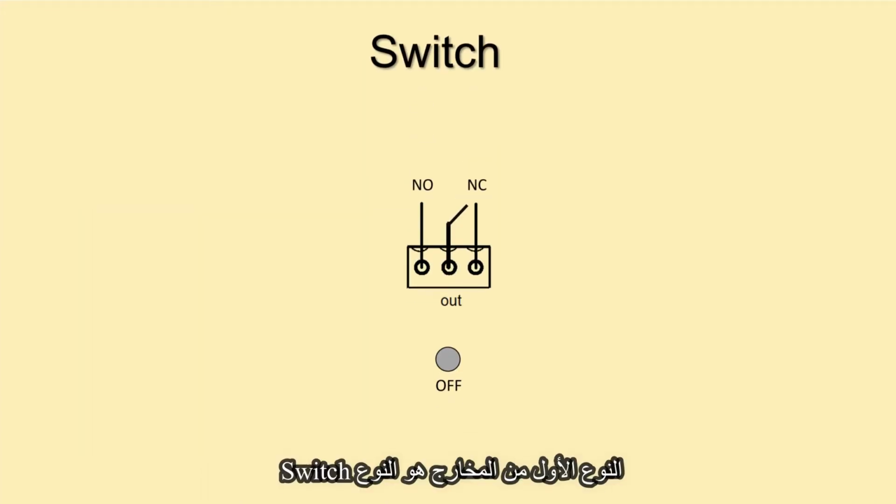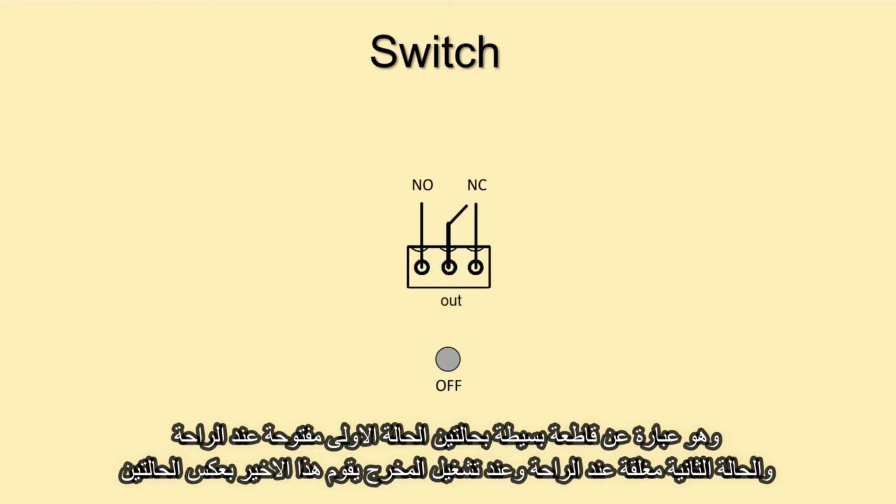The first type of outputs is the type switch, which is a simple contact with two states, one normally open and the other normally closed, and these states become reversed when the output is on.